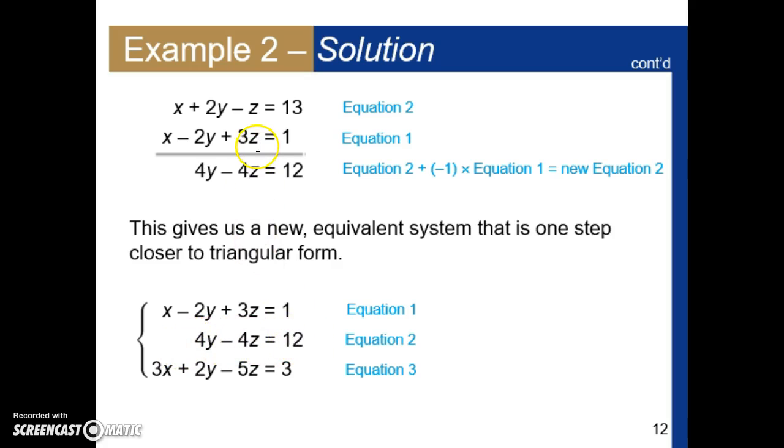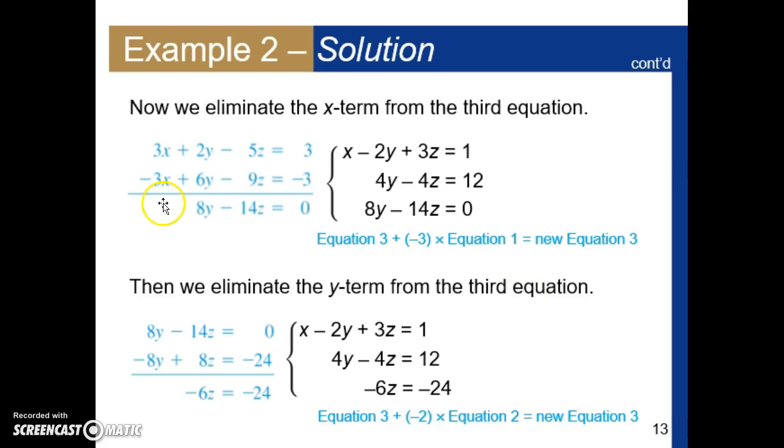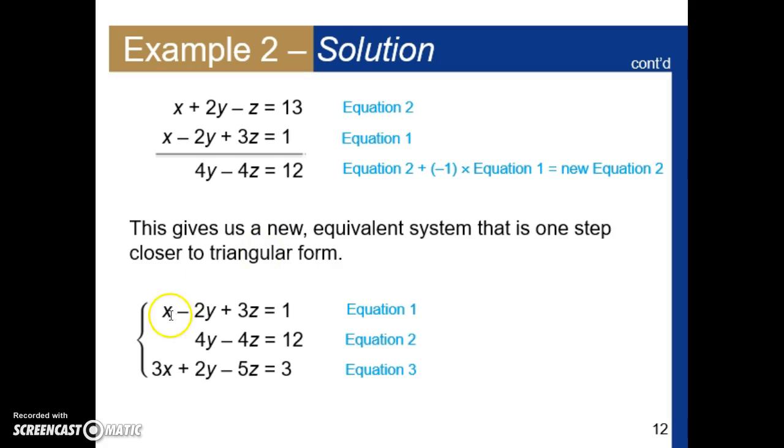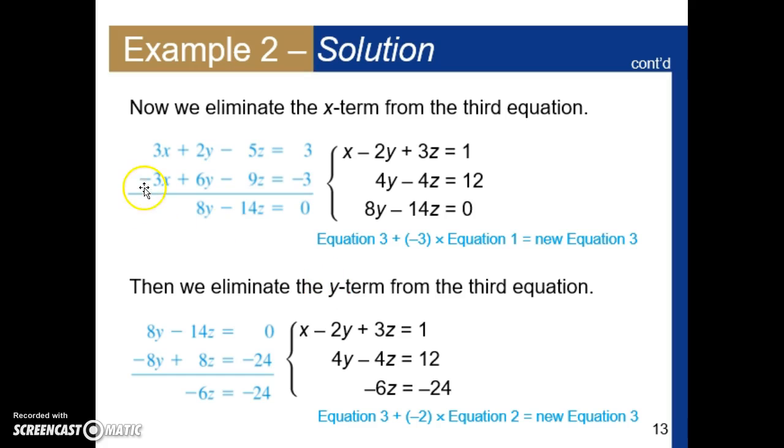We have changed equation 2 to equivalently look like this. We put equation 1 back where it belongs, we change equation 2, and now we're going to take these other 2 that have an x in them and try to eliminate x out of those 2. We put those 2 together and make the changes that we need. We multiply the top equation by -3, and then we add, so we come up with 8y minus 14z equals 0. Now we have two equations in two variables.